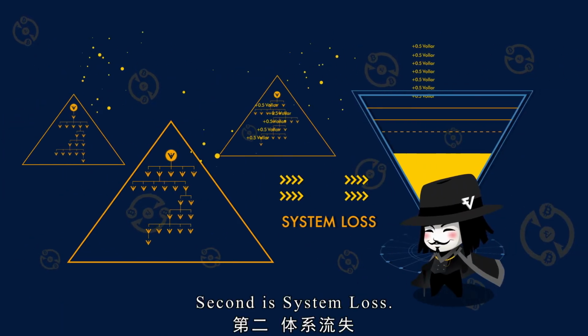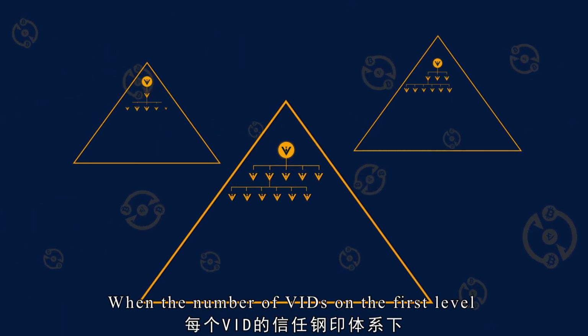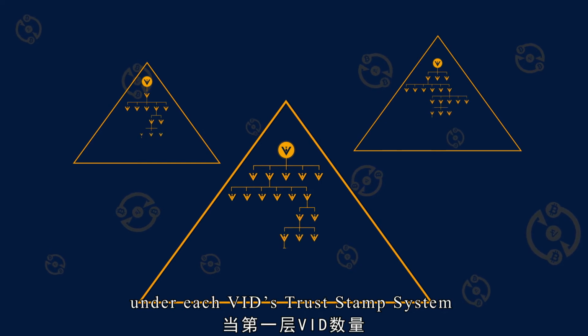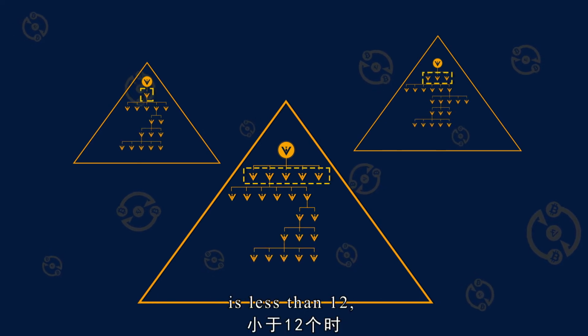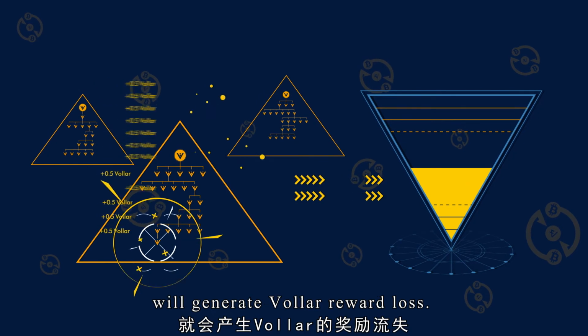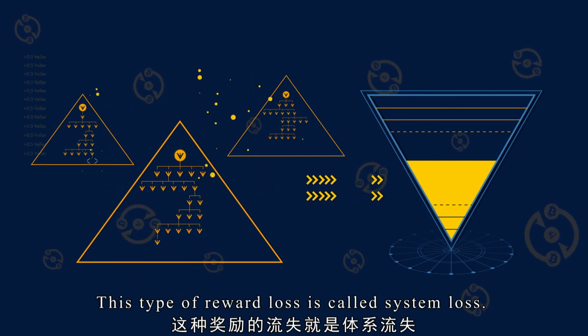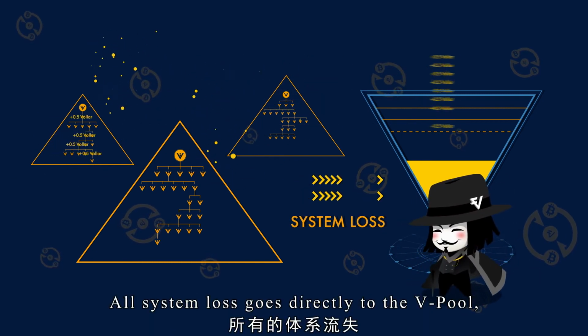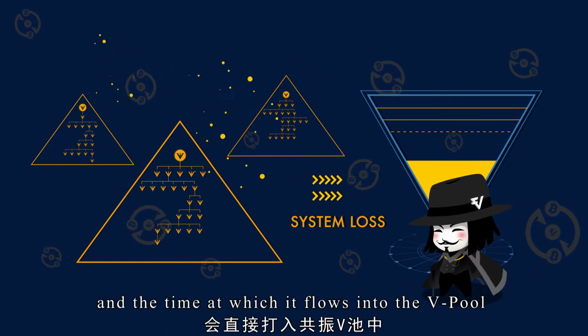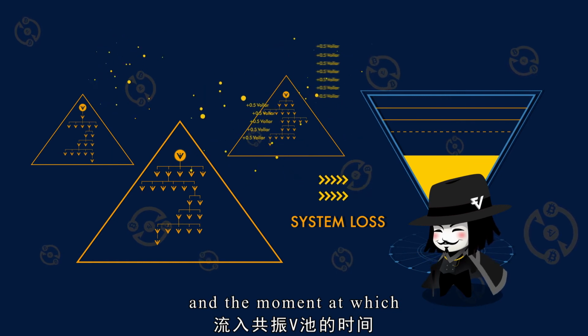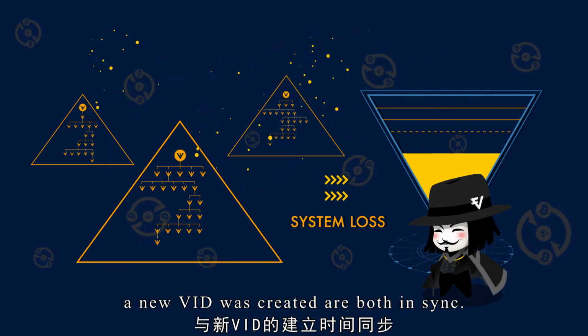Second is system loss. When the number of VIDs on the first level under each VID's trust stamp system is less than 12, the newly created VIDs will generate Voller reward loss. This type of reward loss is called system loss. All system loss goes directly to the V-pool, and the time at which it flows into the V-pool and the moment at which a new VID was created are both in sync.